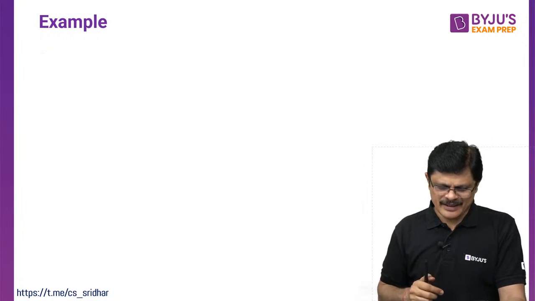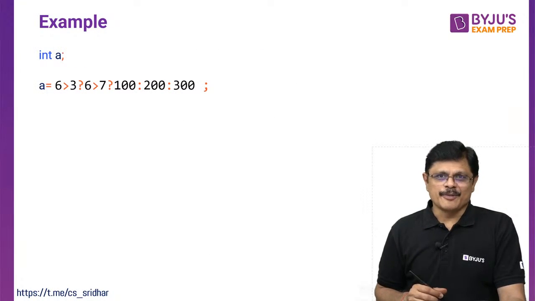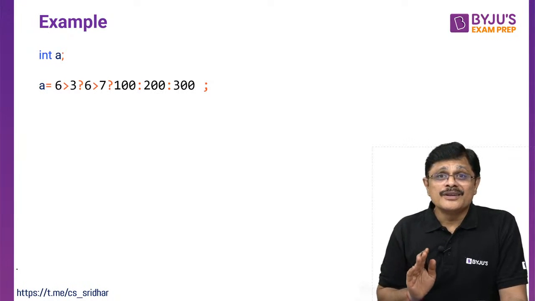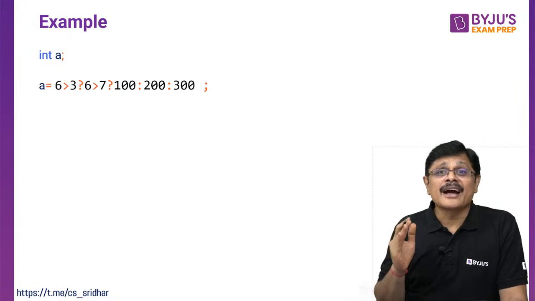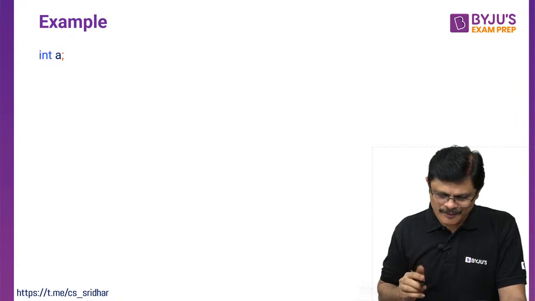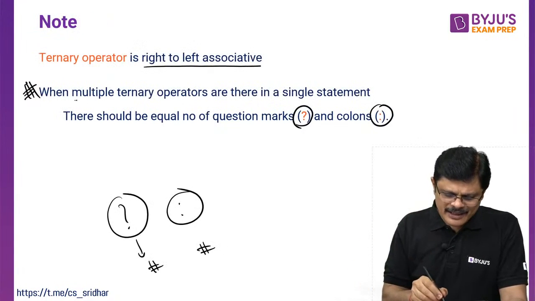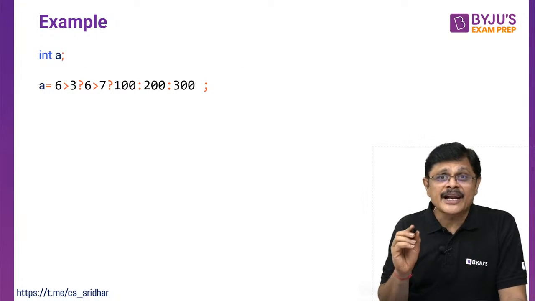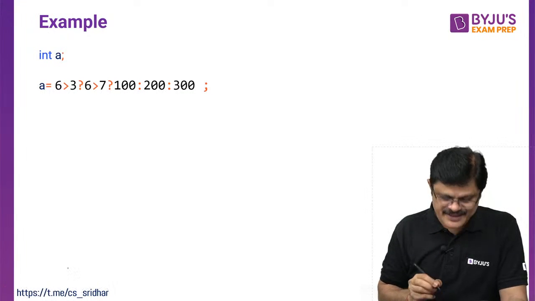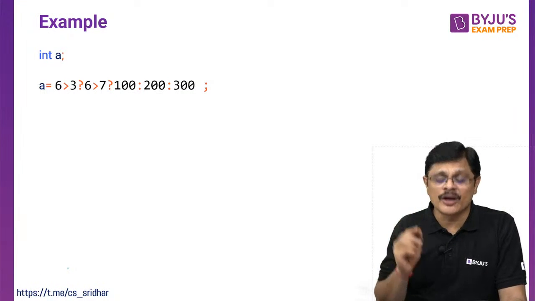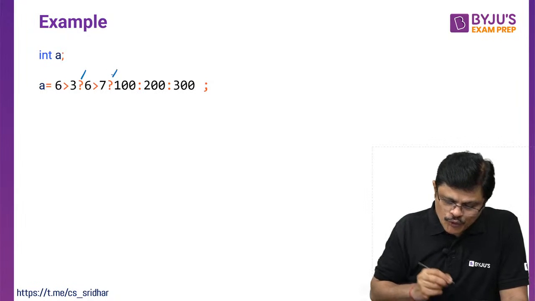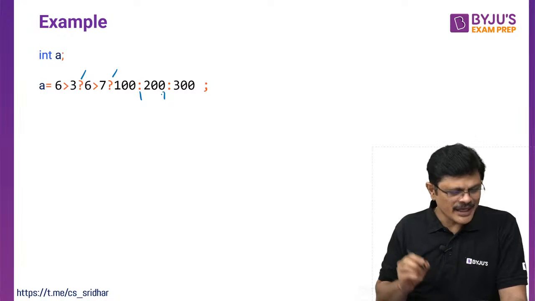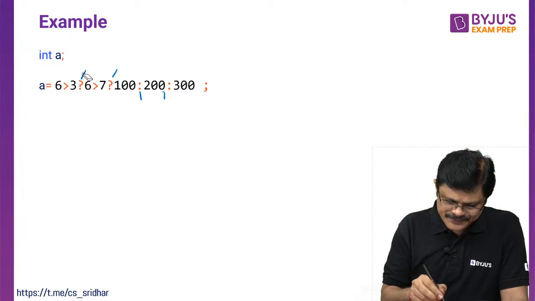Okay, nice. Let us solve this problem. Now, we are having multiple conditionals. As I told you, multiple ternary operators are there in a single statement. When you have multiple ternary operators, before solving, first verify how many question marks and how many colons. 2 question marks, 2 colons. We can solve this. Now let us solve this, sir.